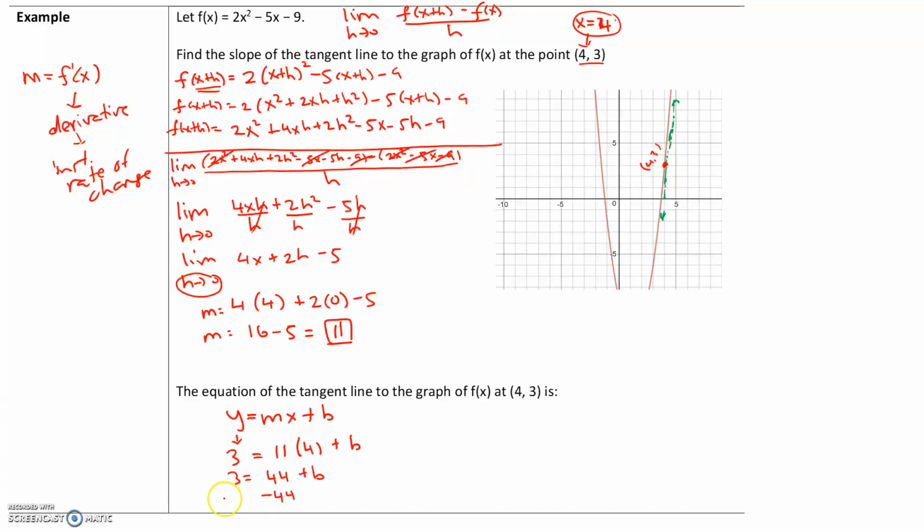We subtract 44 from each side, and we end up with negative 41 is equal to b. So our equation of this tangent line is y equals 11x, slope is 11 from this formula, minus 41.